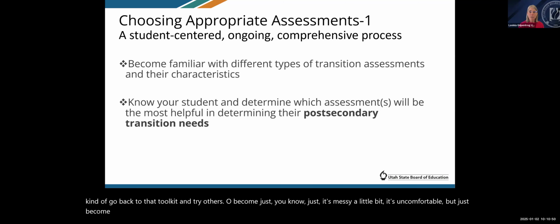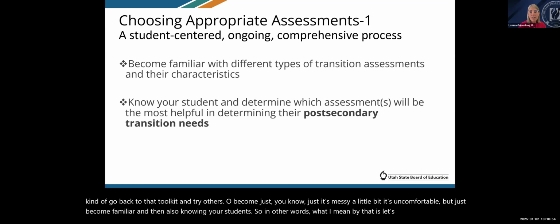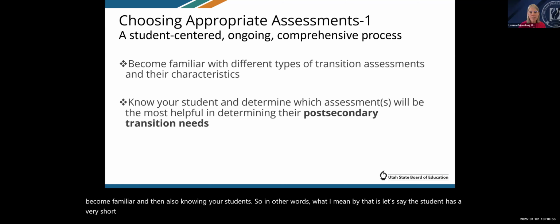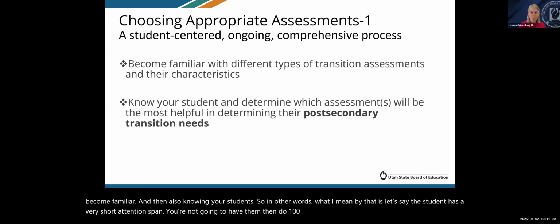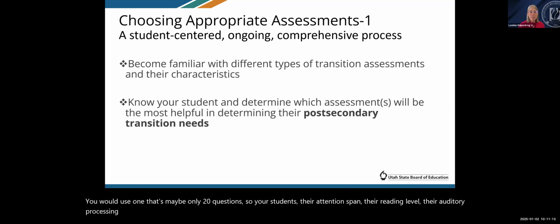And then also knowing your student. In other words, let's say the student has a very short attention span. You're not going to have them do a 100-question survey on the computer, right? You would break that up, or you would use one that's maybe only 20 questions. So, know your students, their attention span, their reading level, their auditory processing, all of those things.